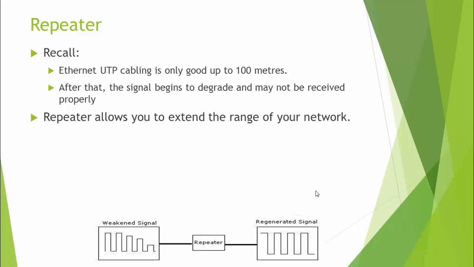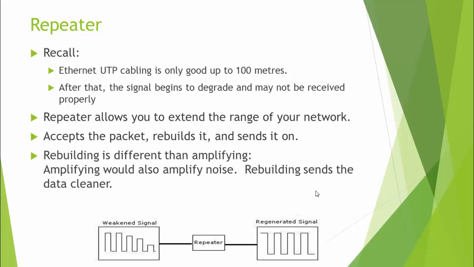Well, there are a number of different answers to how to achieve that. But the simplest one is a repeater. A repeater will allow you to extend the range of your network by accepting the packet, much like a router does, rebuilding the whole packet, and then sending it onward. Now, what you want to do is you want to be able to describe the difference between amplifying and rebuilding.